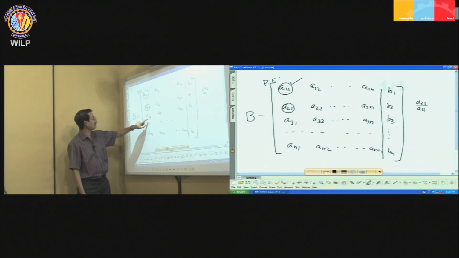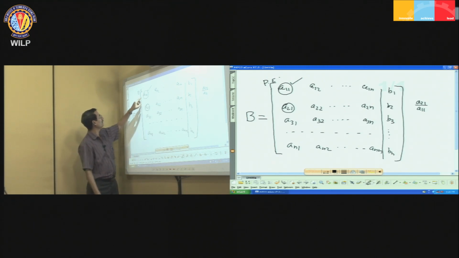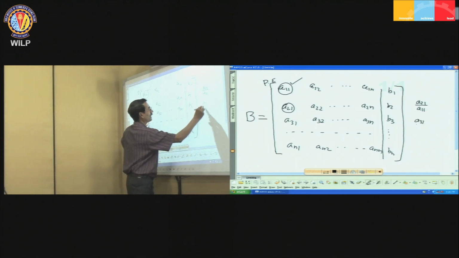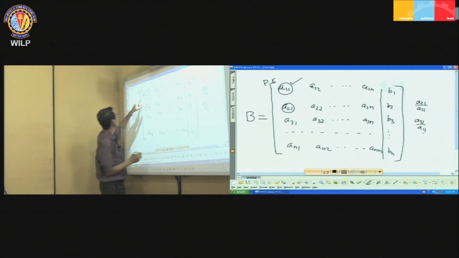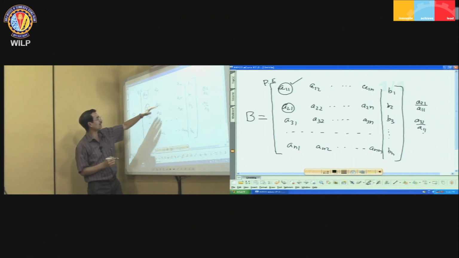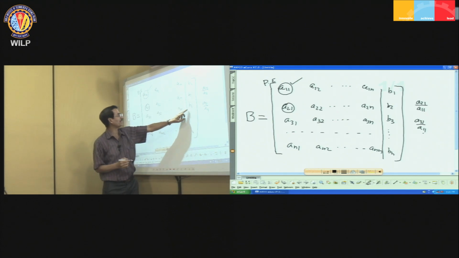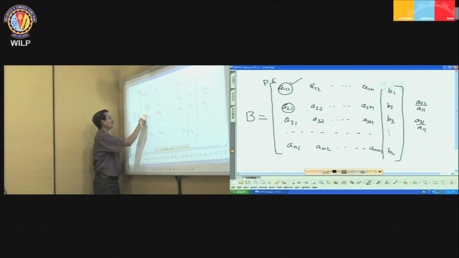Now, again we want this one to be 0. So multiply the first row by A31 by A11, and subtract from the third row. Everything, all these things, has to be multiplied by A31 by A11 and subtracted from the third row. So look here, again this will be 0.